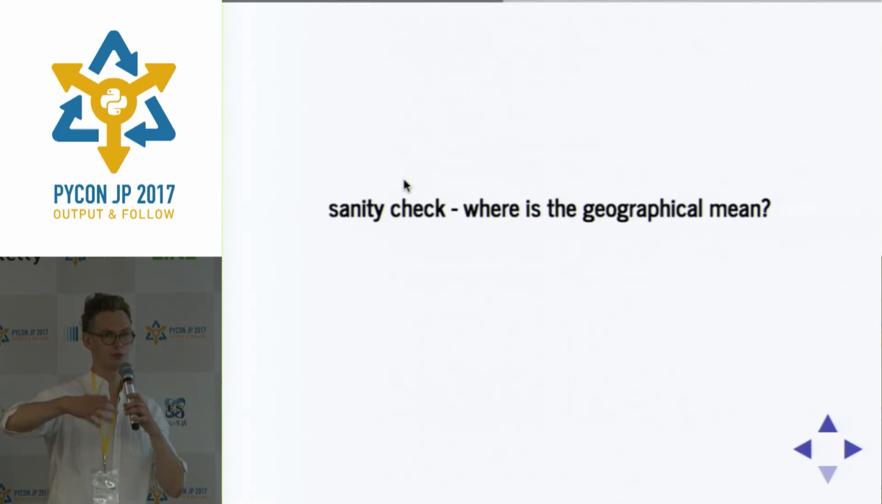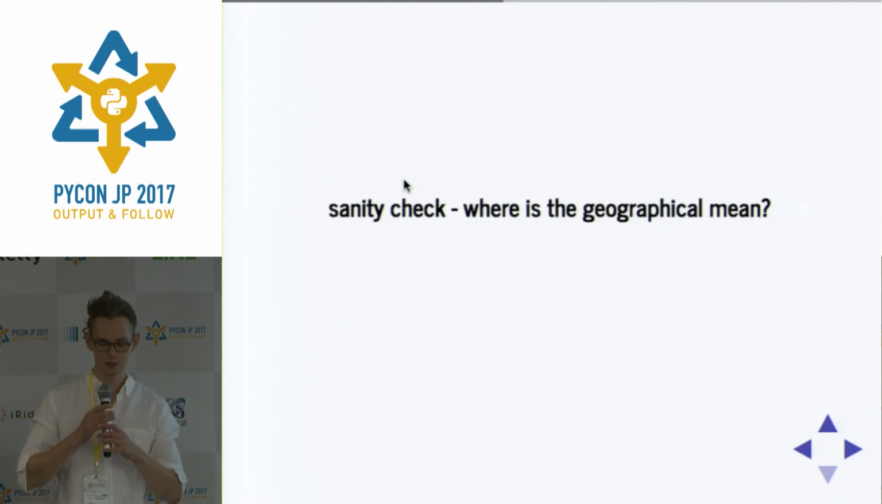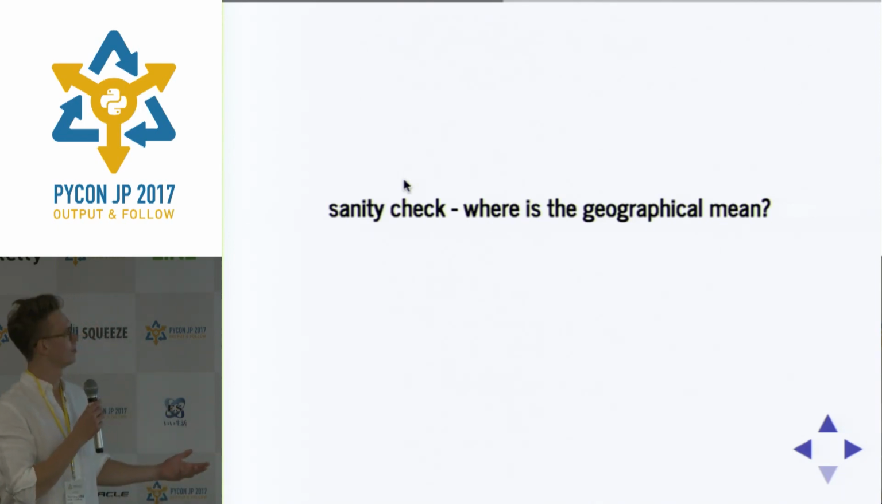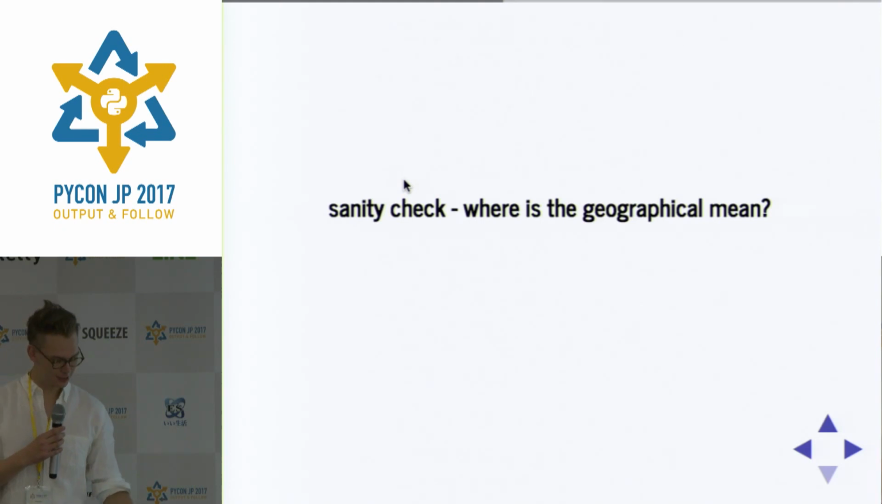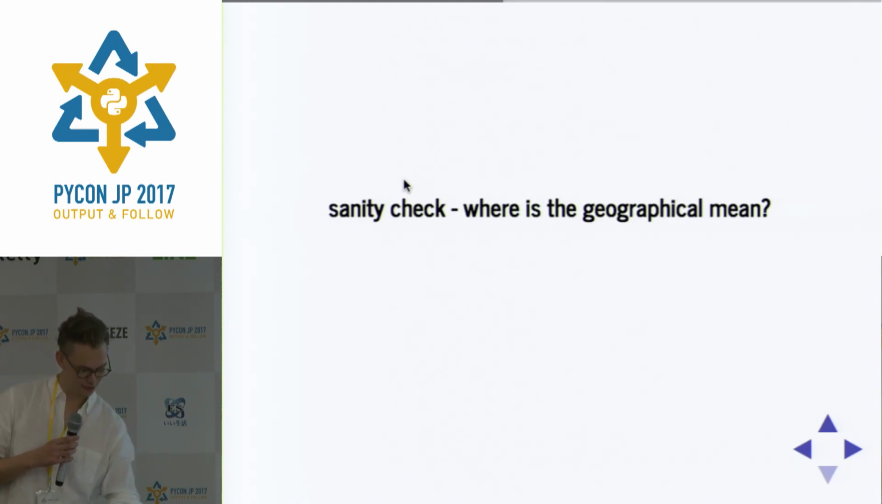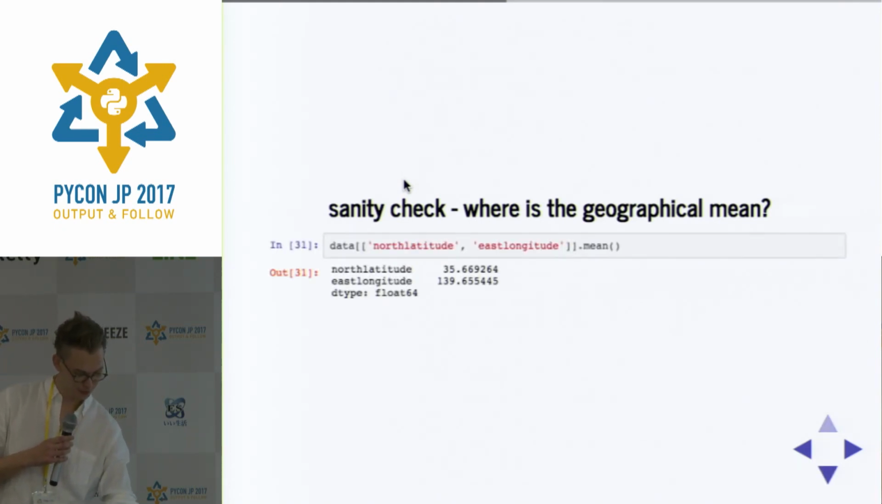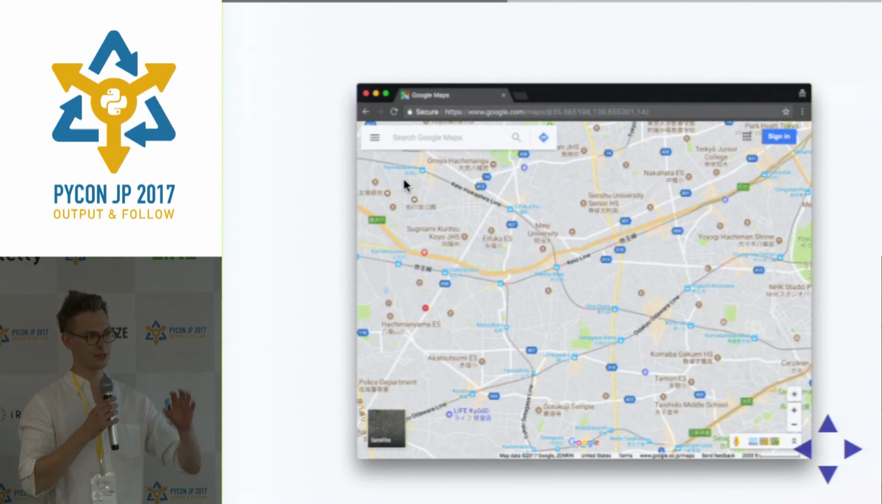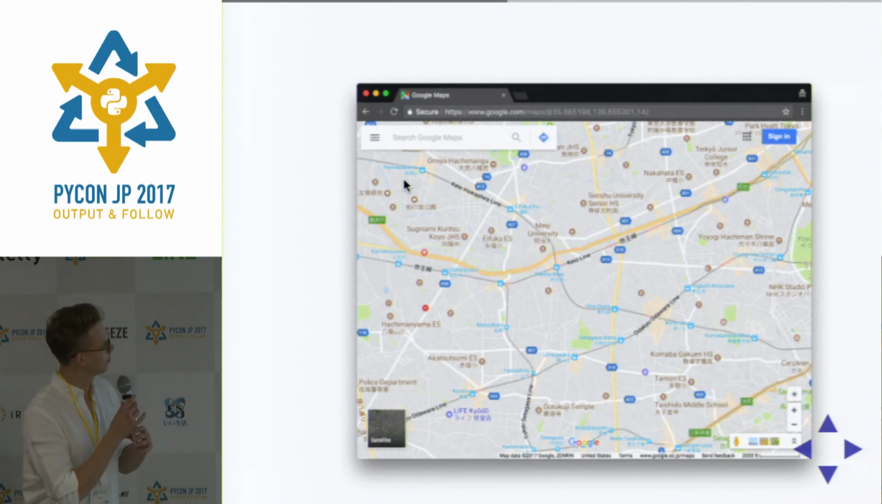When you work with data or do engineering in general, I guess it's very nice to do sanity checks all the time. So a nice sanity check to do here is to calculate the geographical mean. Before it was in Obama, right? But now it's in Meidaimae, so the center of Tokyo, more or less.